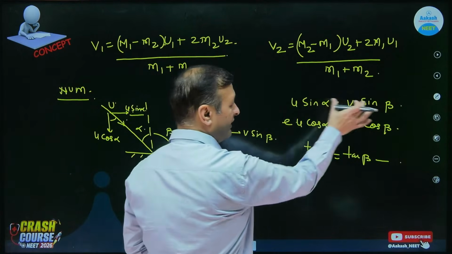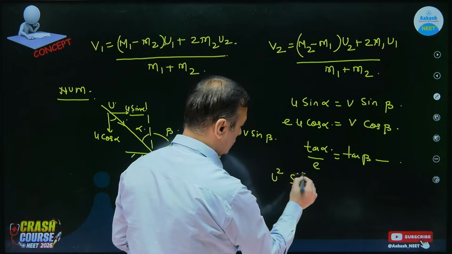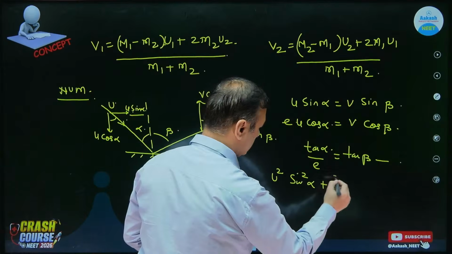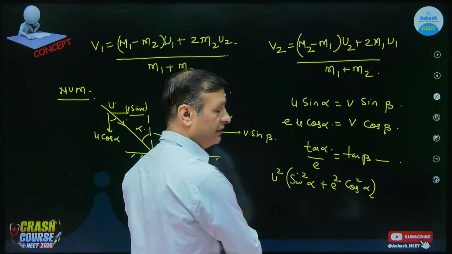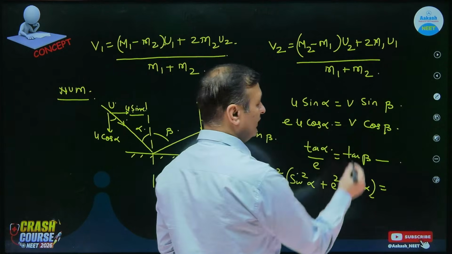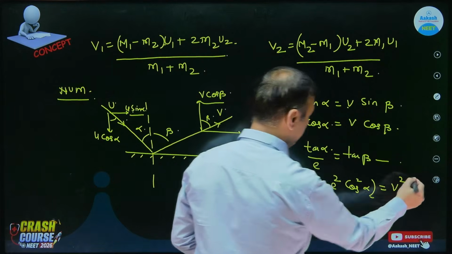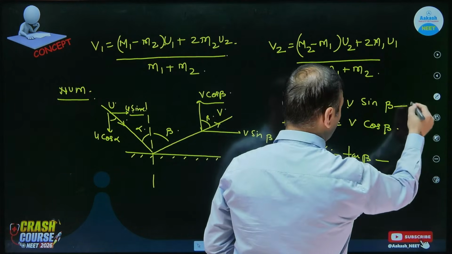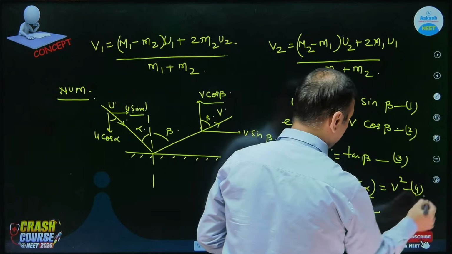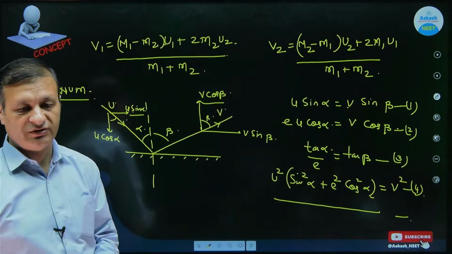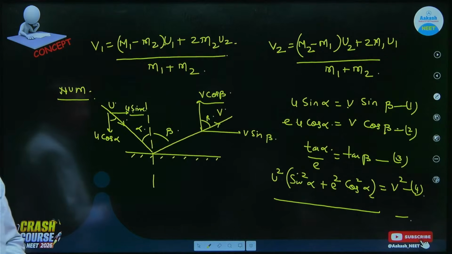Then squaring and adding, this gives you u square times (sin square alpha plus e square cos square alpha), taking u common, and on the other side it's v square sin square beta plus v square cos square beta, so that gives you v square only. So these are the four prime equations we have, and based on this you may have varieties of numericals that may be asked, or maybe a conceptual question.